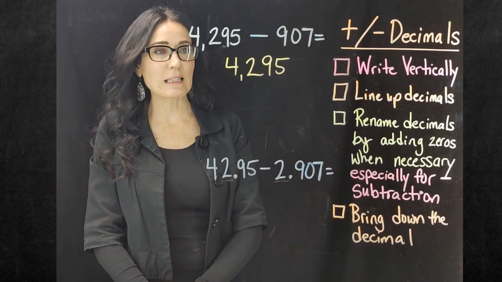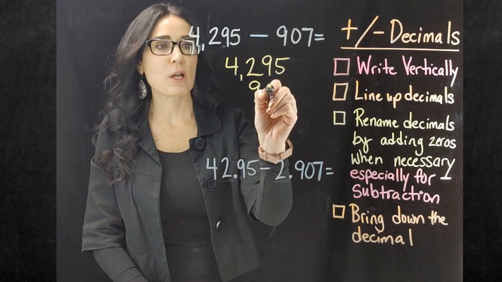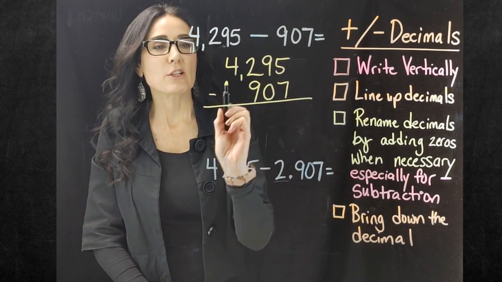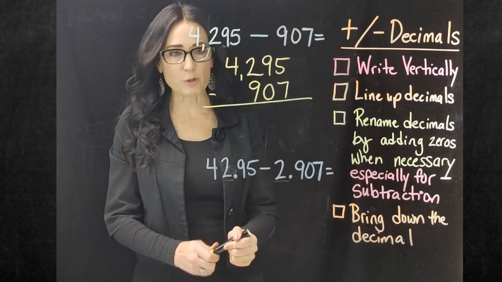So when we're subtracting 907, we want to make sure we put our 900 in our hundreds column. We have no tens, and our 7 is going to go in our ones column. So since we don't have any thousands, we leave that blank. So let's go ahead and subtract this.